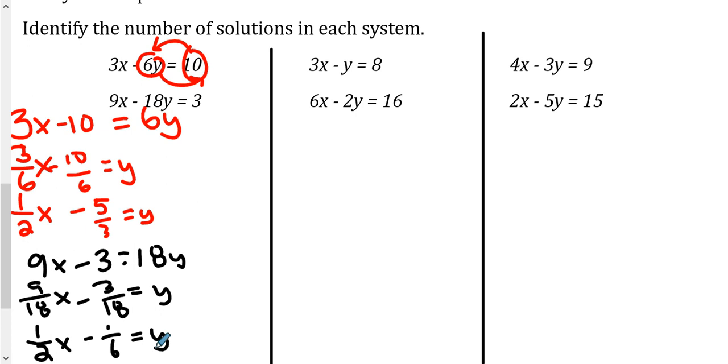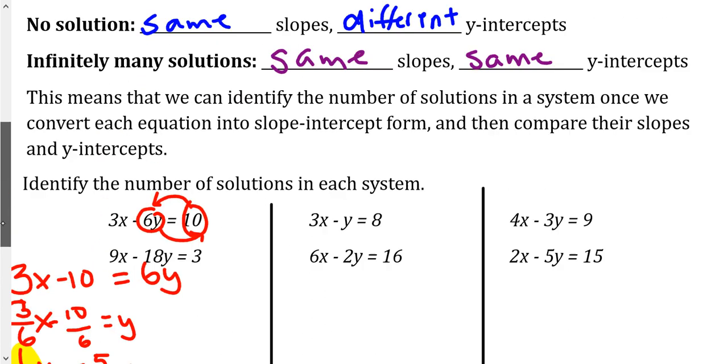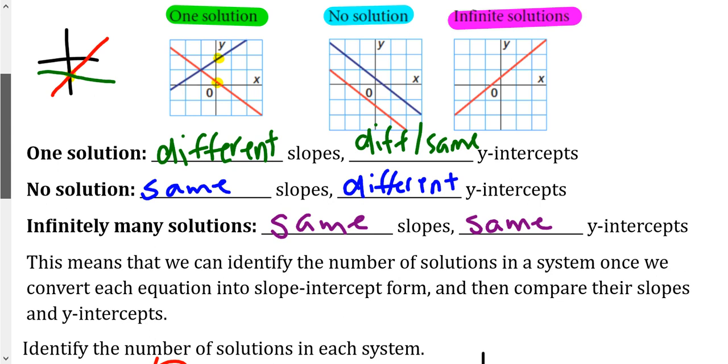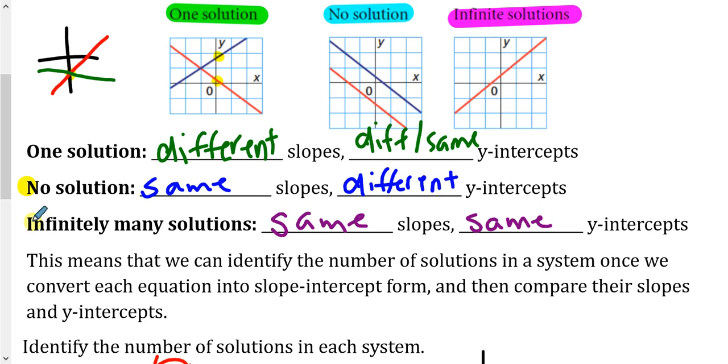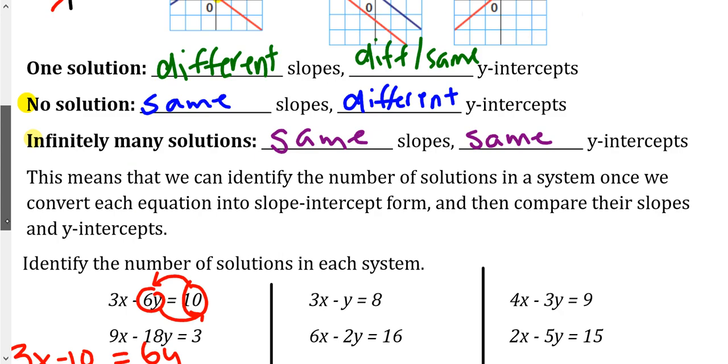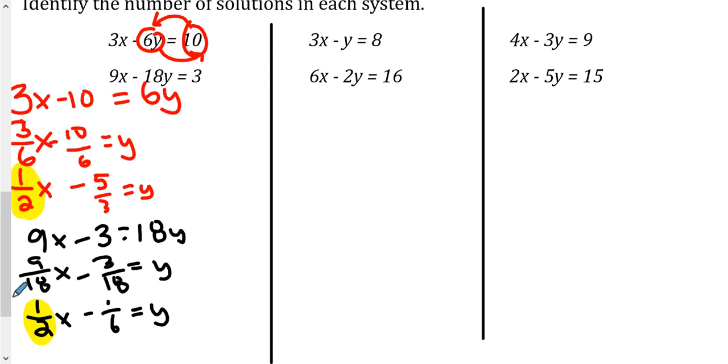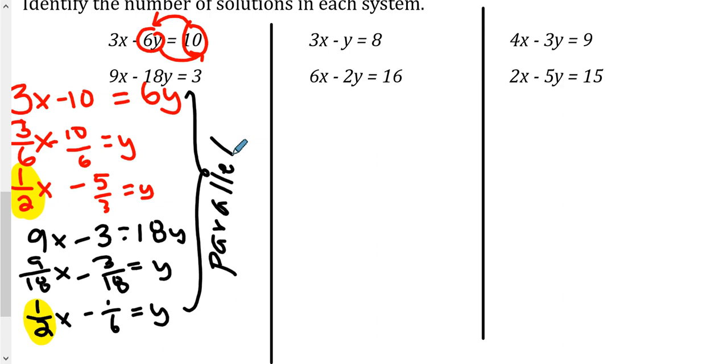So what we notice, and why it's super important to simplify our fractions, is that these two things have the same slope. So again, we reference our chart. Same slope. I'm now at one of two options, either no solutions or infinitely many solutions. So then we look to our y-intercept. Again, why it's important to simplify those fractions, because we notice that these two are not the same fraction. So that tells us that these two lines are parallel, right? They have the same slope. They have different y-intercepts. Therefore, there's no solution.